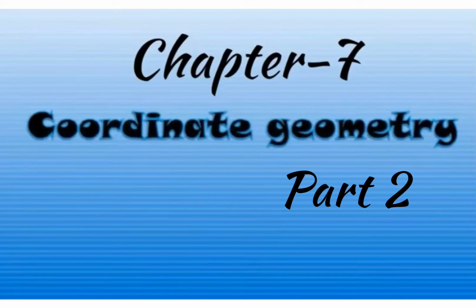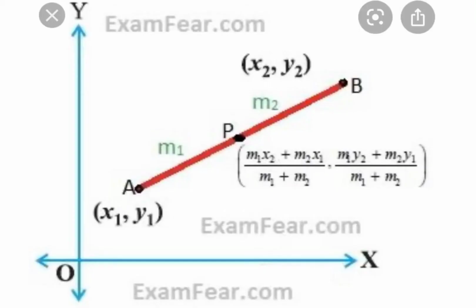Now in this section we are going to study another formula which is known as the section formula. As shown in the figure, suppose that point P divides line segment AB in the ratio m1 is to m2. It is not dividing it into two equal parts, but it is dividing it in the ratio m1 is to m2. And we want to find the coordinates of point P. Then we can find the coordinates using the section formula. So let us see what the section formula is.